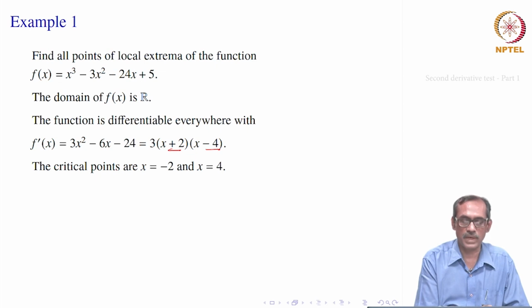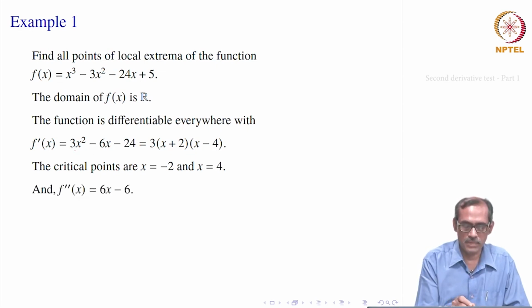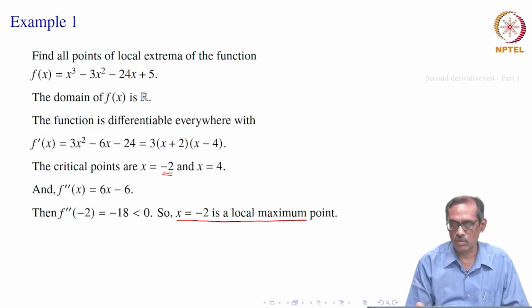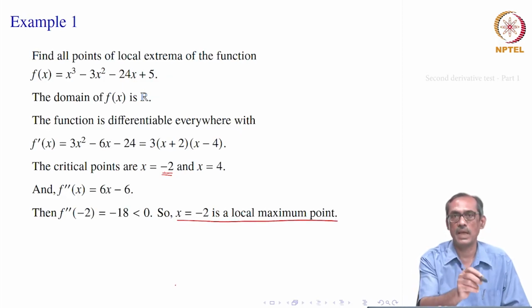So, at these critical points we will see what happens to f double prime. Now, f double prime, if you differentiate it again, that gives 6x minus 6. Now when you take the critical point minus 2, f double prime of minus 2 equal to minus 12 minus 6, which is minus 18, which is less than 0. So, we conclude that x equal to minus 2 is a local maximum point of the function f of x.